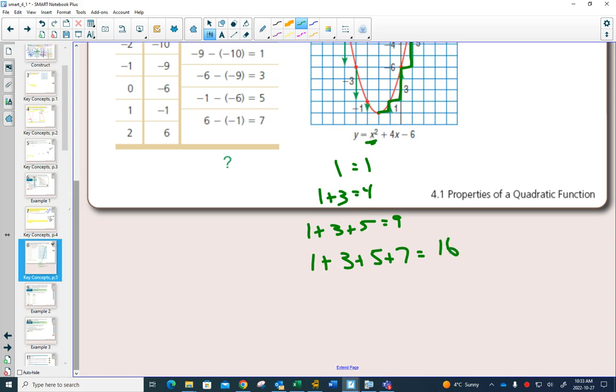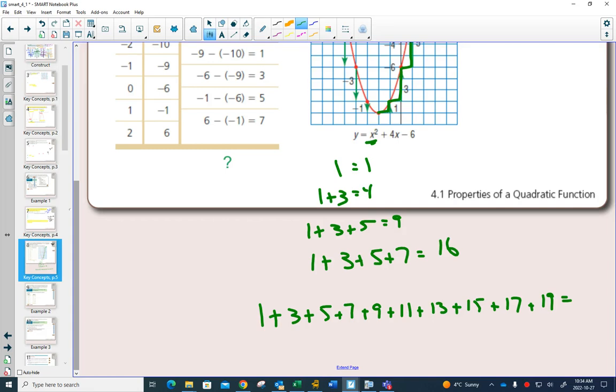What would happen if I added up the first 10 odd numbers? What would it equal? Right? While you're thinking, I'll write them out. 1, 2, 3, 4, 5, 6, 7, 8, 9, 10. What would it equal? Don't add it up. Use the pattern.